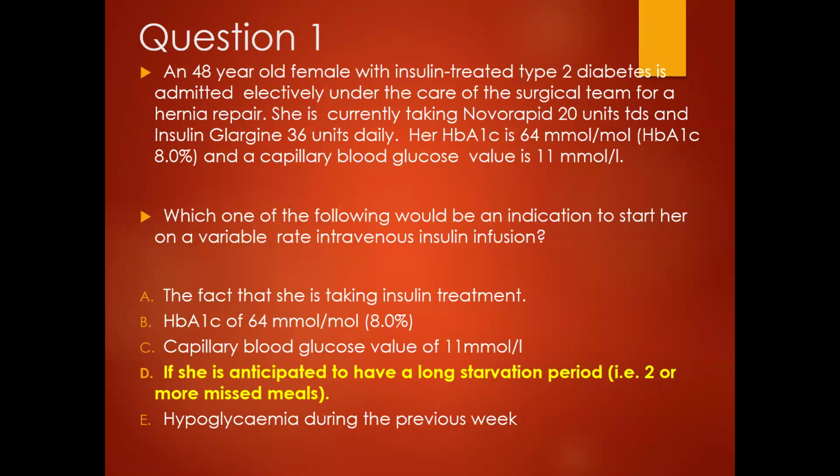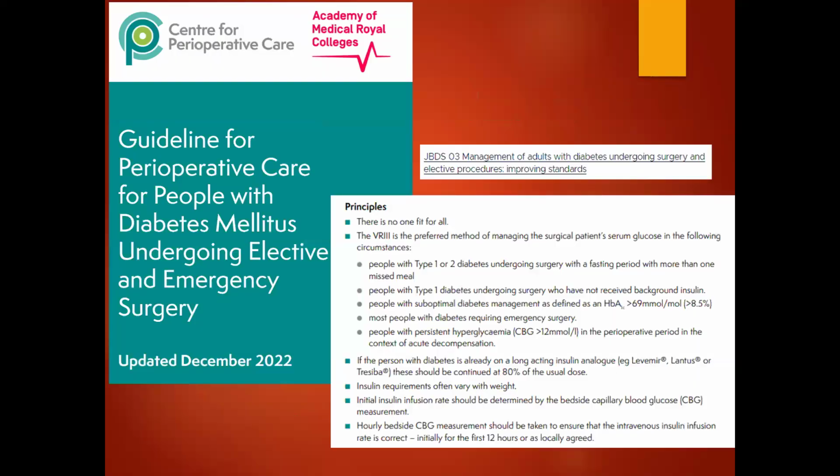So let's move on to the answer. If she's anticipated to have a long starvation period is the correct answer, which will be an indication to start her on a VRIII. That is 2 or more missed meals, a long starvation period. This comes from the JBDS guidelines, which were updated in December 2022. These are guidelines for perioperative care for people with diabetes mellitus undergoing elective and emergency surgery.